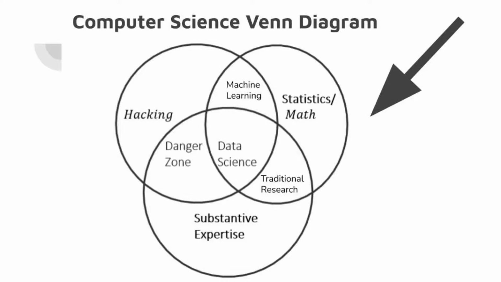Next, we have math and statistics. This is the math that helps us process and understand data. This is probably the most obvious part of data science, and needs little explanation.